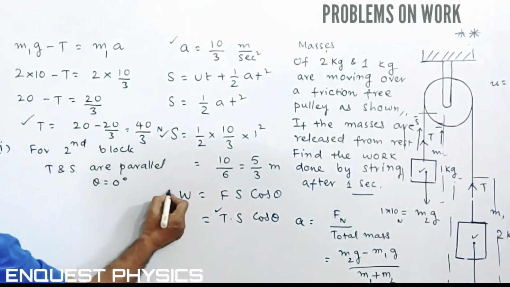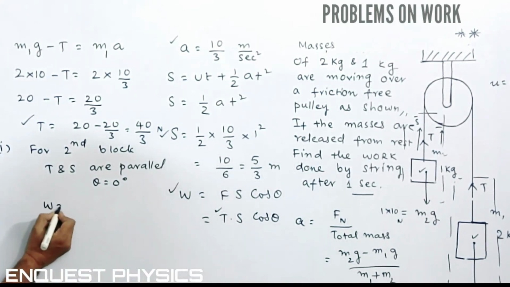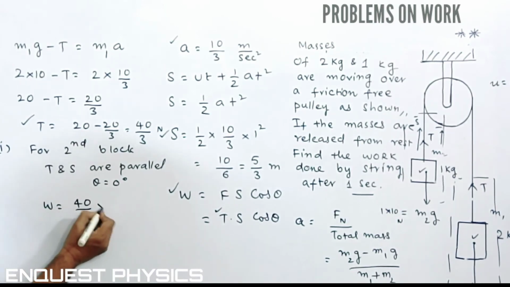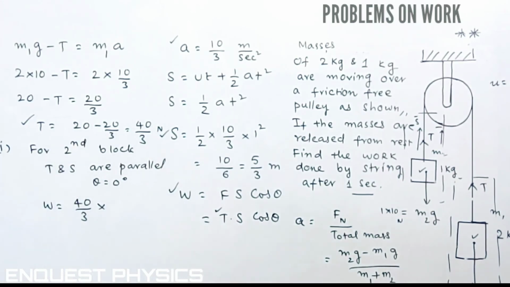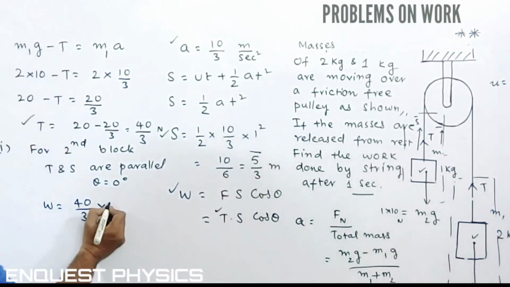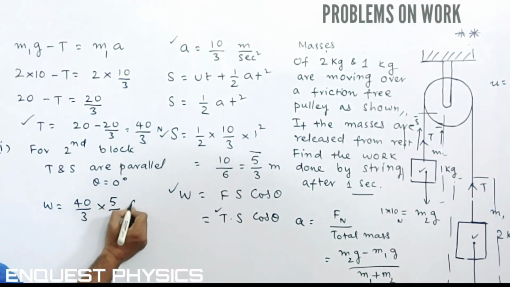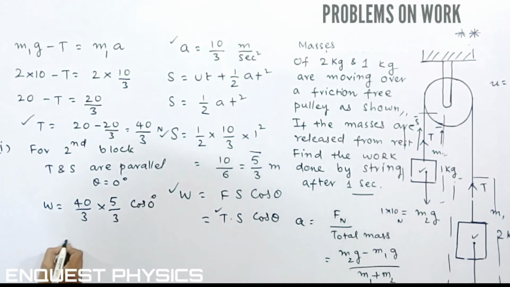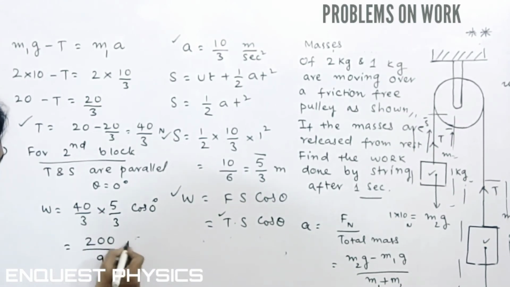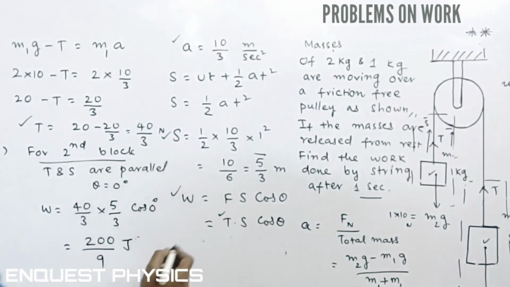Okay, students, we have to use this relation. Work done is equal to T. What we got, it is 40 by 3 into displacement we have, somewhere we got displacement, it is 5 by 3 into cos 0. Okay, students, it is 200 by 9 joule.